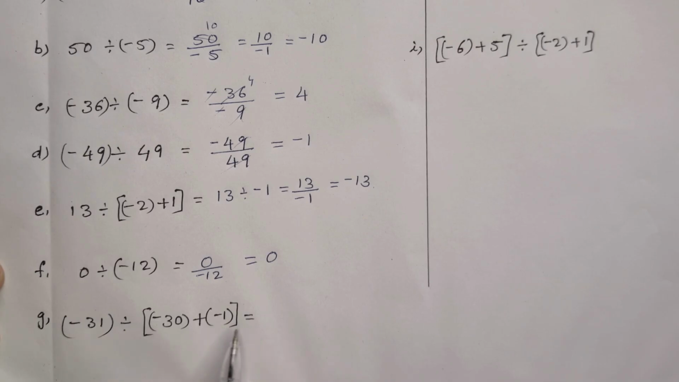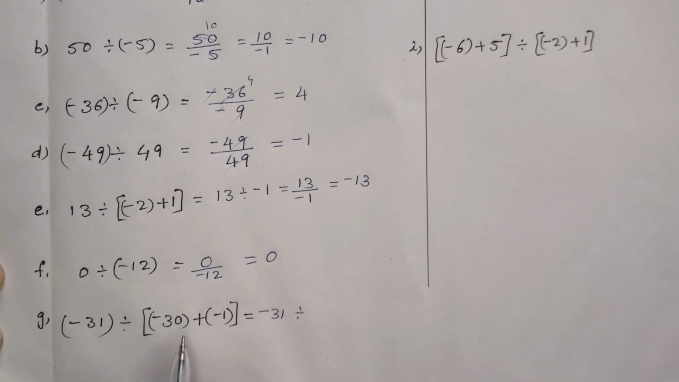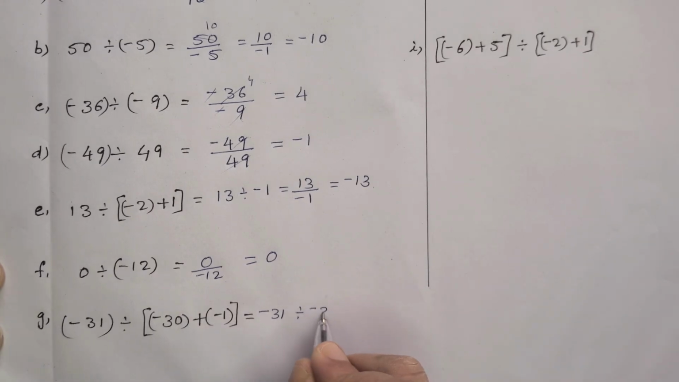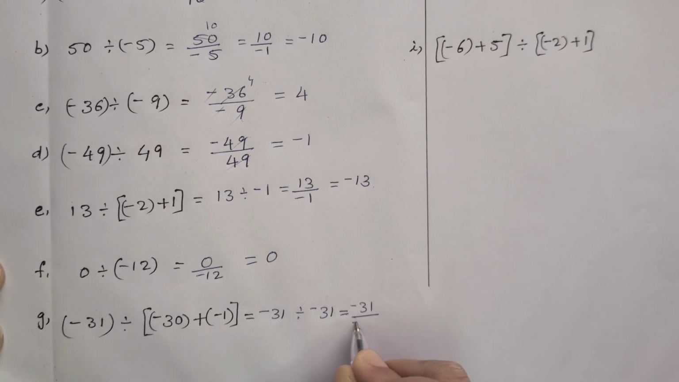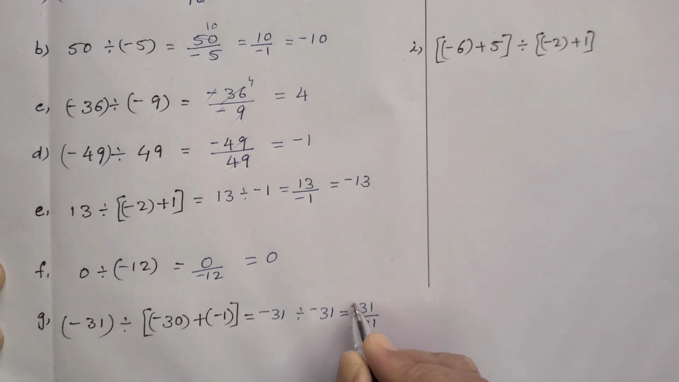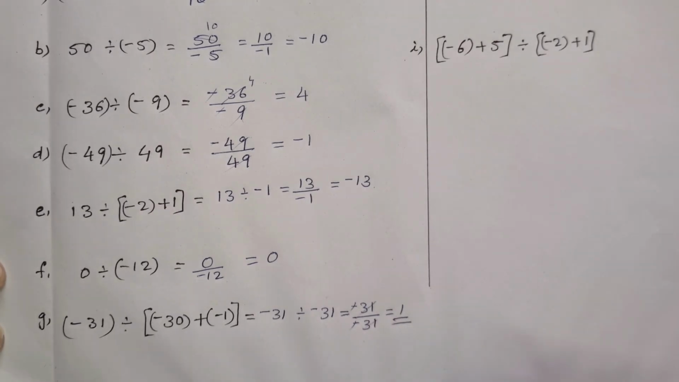First we have to solve inside the bracket. Minus 30 plus minus 1. So first minus 31 divided by, when we are adding minus 30 and minus 1, both negative integers. So 30 plus 1, 31, and same sign, minus 31, which is equal to minus 31 by minus 31. You can cancel negative sign from up and down. 31 by 31 one time. So it's equal to 1. That's the answer.